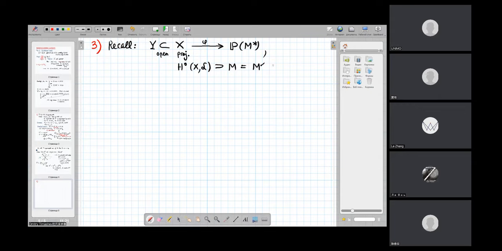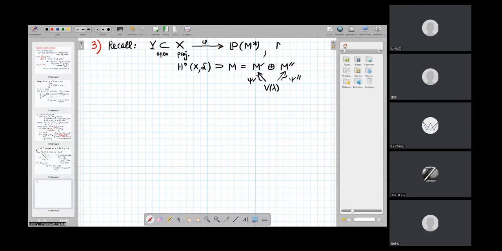It is the sum of two irreducible submodules, M prime and M double prime, both of which are isomorphic to V of lambda. And these isomorphisms, we denoted them as, let me write it here, as psi prime and psi double prime.